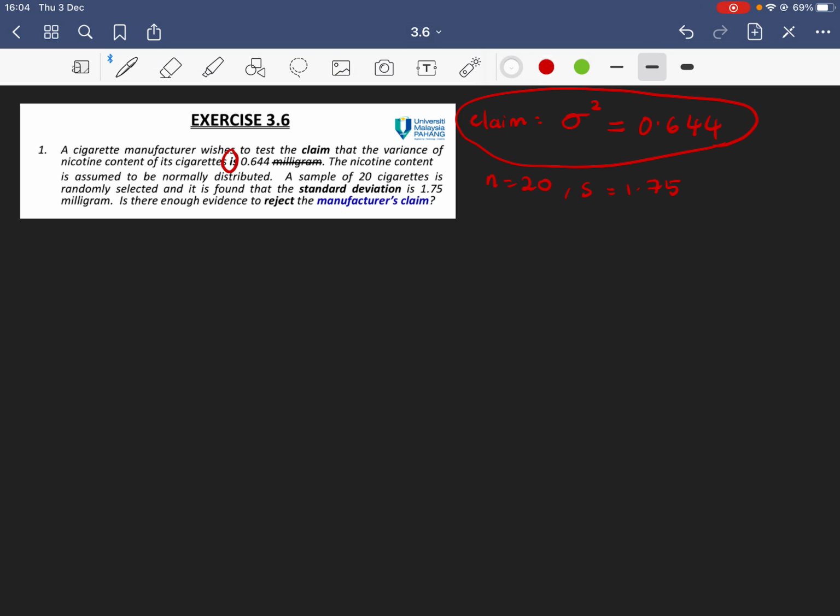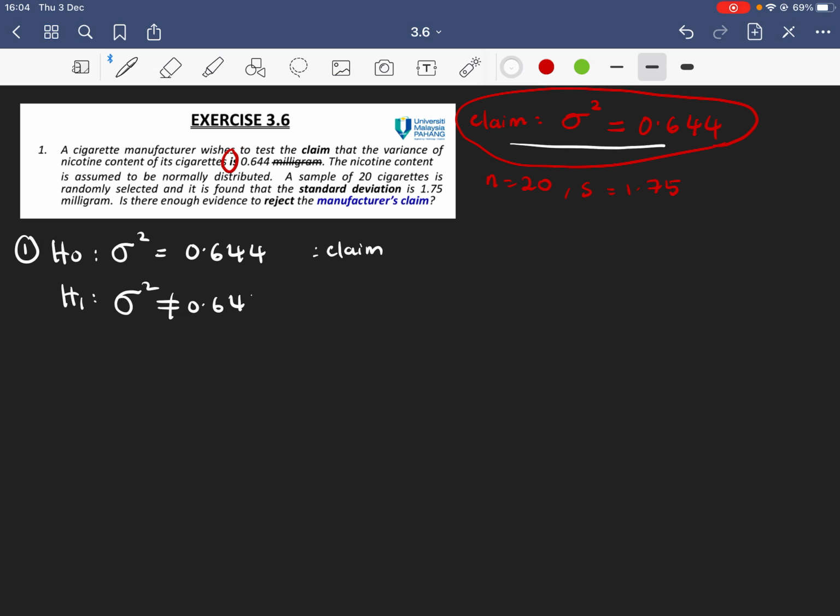So what is the hypothesis? H null, H1. So the claim is here. So H null: sigma square equals 0.644. This is the claim. H1: sigma square is not equal to 0.644.